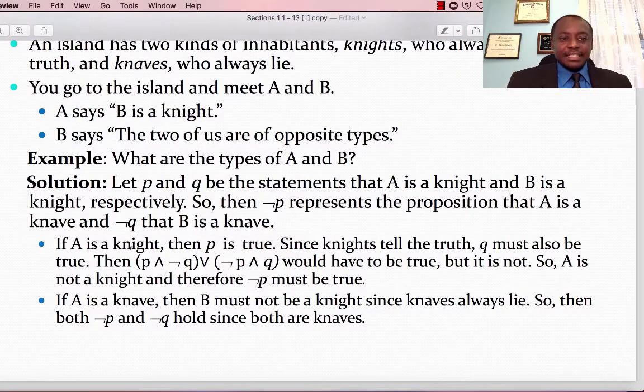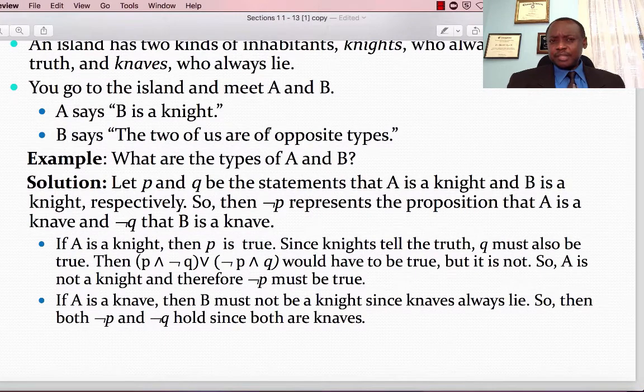Now let's do the work. If A is a knight, then that means P is true. Remember, P is "A is a knight." That means P is true. Since all knights, of course, tell the truth, what does A say? A says B is a knight. So Q must also be true. And of course, if B is a knight, then B is telling the truth. So B says the two of us are of opposite types.